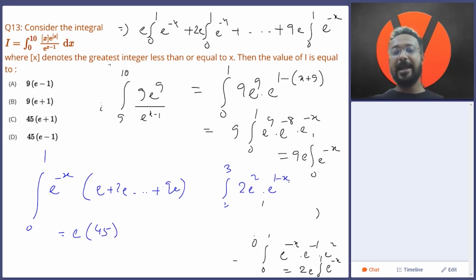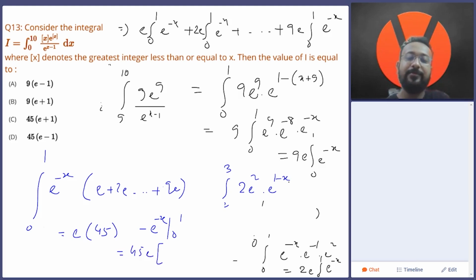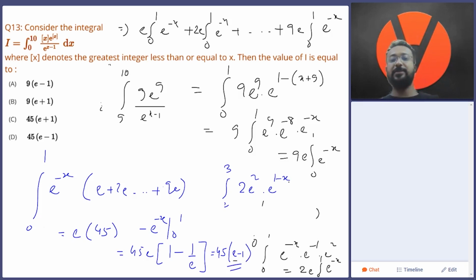Please check. And if I'm taking the integral of e power minus x from 0 to 1, are you getting it? So I think it will be 45 times e. If you take the minus common, it will be how much? E power 0 is 1, minus 1 by e. So finally we get how much? E cancels. So 45 times e minus 1. Because e will get cancelled, the correct answer is again option D.